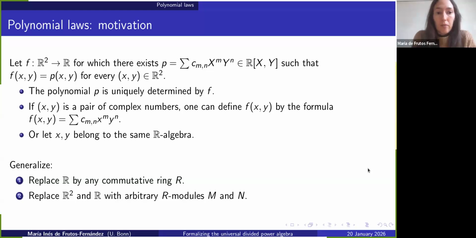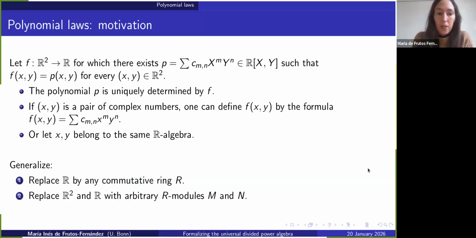Right? So if instead of taking a pair of real numbers, we take a pair of complex numbers, then this will determine another complex number. And then more generally, we could take a pair of elements in some R algebra and get an element in that R algebra. So the notion of polynomial laws is going to generalize this kind of map.